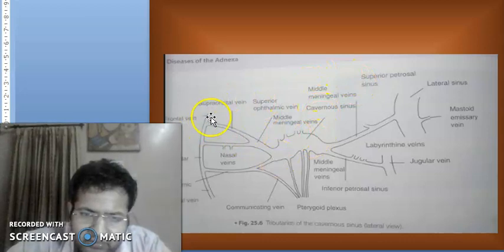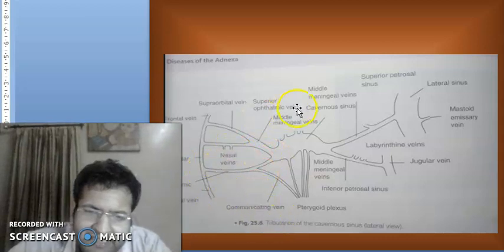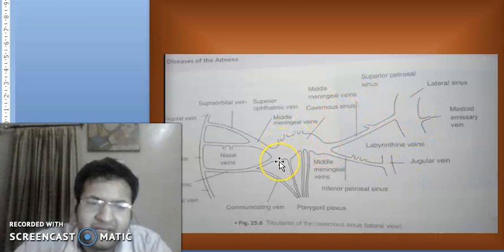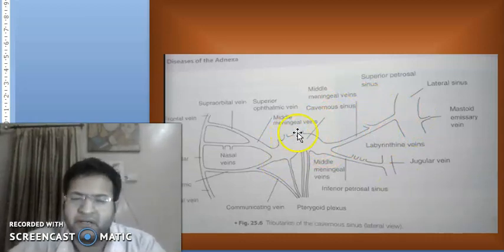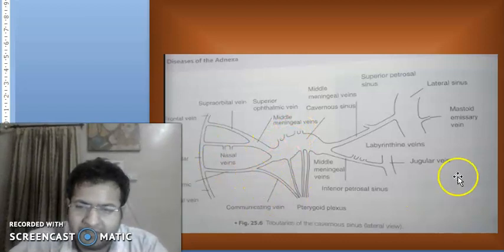The tributaries of the orbit that connect with the cavernous sinus are the superior ophthalmic vein, which itself is supplied by the superior orbital vein, the angular vein communications, and the nasal veins. So any infection in any of these parts can lead to the cavernous sinus if the infection spreads to the inside of the cranium, that is the brain.